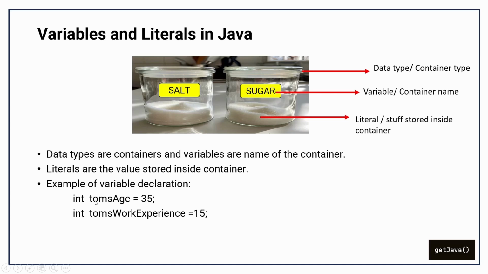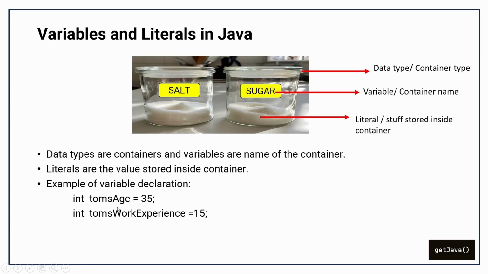Here by reading the variable name we can figure out that it's the age of Tom, and the second variable is the work experience of Tom. If you give names like number1, number2, it is not meaningful. You cannot figure out what type of data it is storing. So the name which the variable is assigned is important. It will be useful in increasing the readability and maintainability of the code.